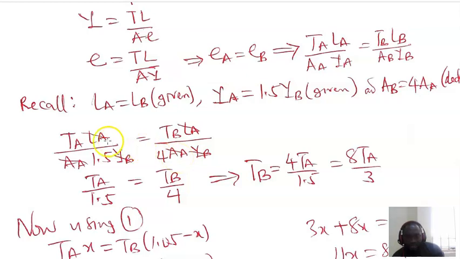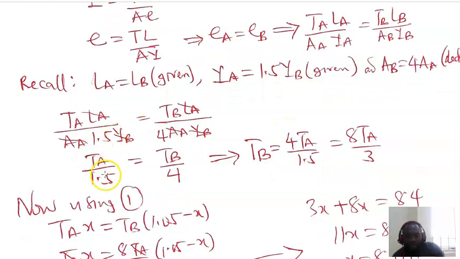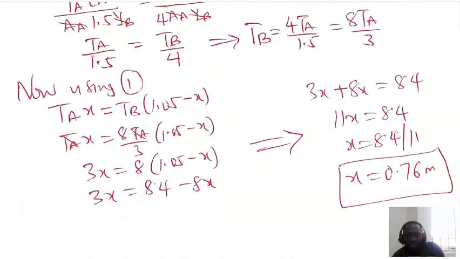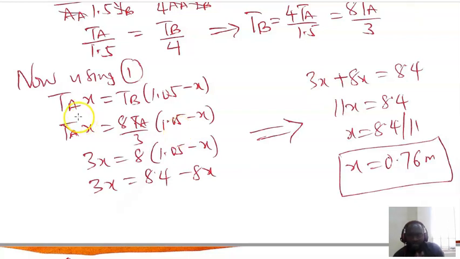If I do that, you realize that LA can cancel out LA, YB can cancel out YB, and AA can cancel out AA. And what I'll have left will just be TA over 1.5 equals TB over 4, which will imply that TB equals 4TA over 1.5, and that will be 8TA over 3. Now, I'll take this equation to the first equation derived from the principle of moment, only that instead of writing TB, I'll write 8TA over 3.